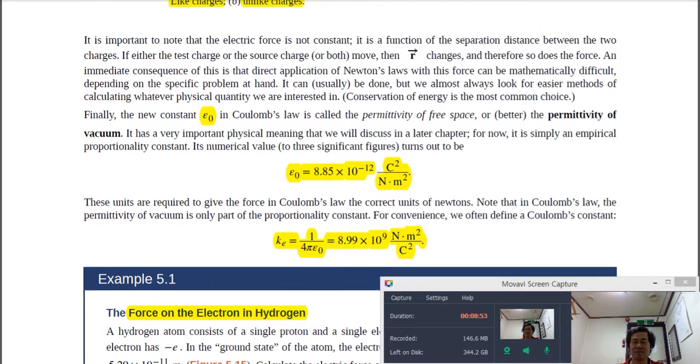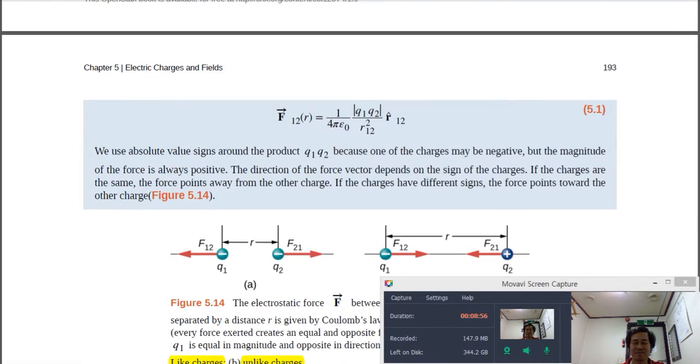So let's see Coulomb's law again. The electric force between charge Q1 and Q2 is 1 over 4 pi epsilon 0 Q1 Q2 over R sub 1 2 squared, and this is the vector between charge Q1 and Q2. So the direction can be negative or positive depending on the signs of the charges.